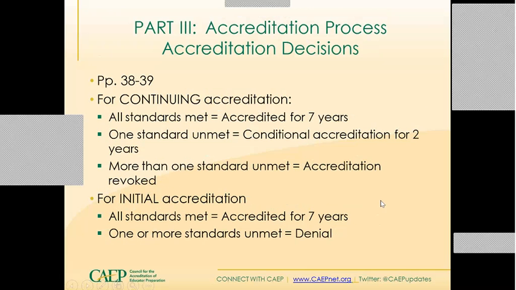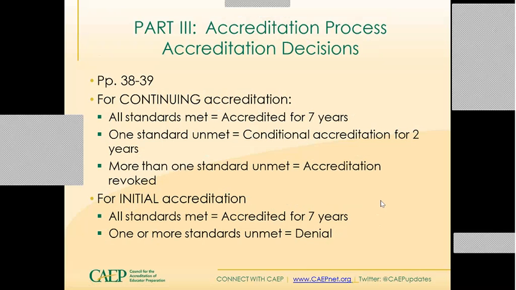Okay. We're almost done with those 8 sections of interest as part of Part 3 of the accreditation process. And this is important. It was related to something I said earlier about the standards and components that needed to be met. For continuing accreditation, you have to meet all standards to be accredited for 7 years. For conditional accreditation, which is a 2-year accreditation only, there can only be one standard unmet.